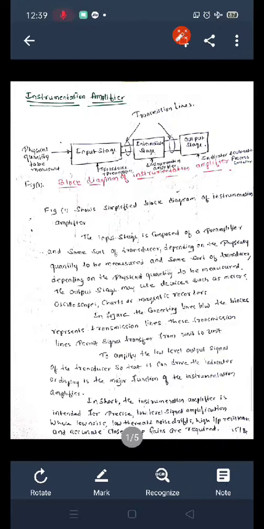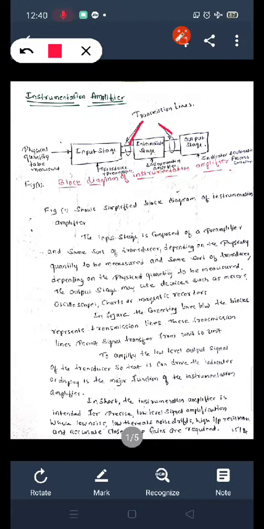Also, between the stages in the figure, we have shown the connecting lines between the blocks. These connecting lines between the blocks represent the transmission lines.